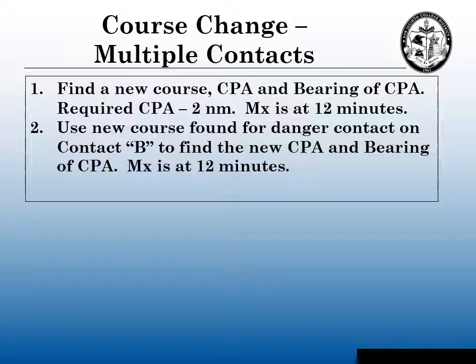Then, using the new course we found above for the danger contact, for contact B, we're going to find a new CPA and bearing of CPA. MX is going to be 12 minutes.